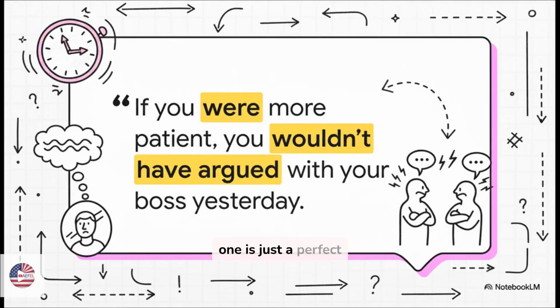And this one is just a perfect example of giving advice or maybe reflecting on your own behavior. It's not about a single past mistake. It's got a current personality trait, impatience, that caused that past mistake. See how that adds so much more depth to your explanations?